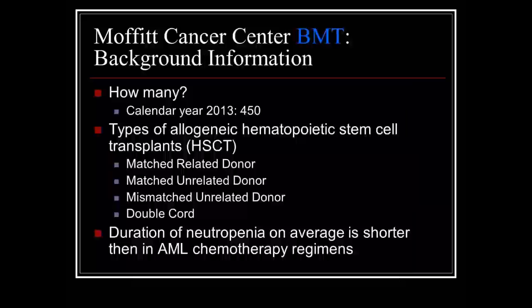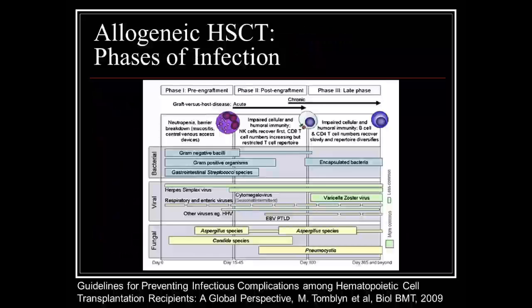What about a couple words about BMT and our use of stewardship? So in 2013, we did 450 bone marrow transplants. They come in multiple different flavors. The average duration of neutropenia is shorter than in the majority of our acute myelogenous leukemia regimens, which allows for a different risk stratification for organisms.